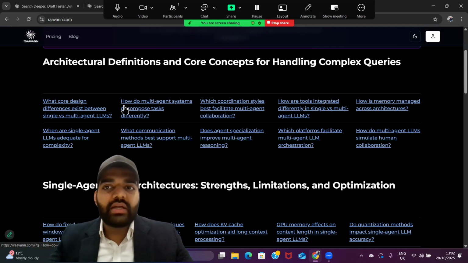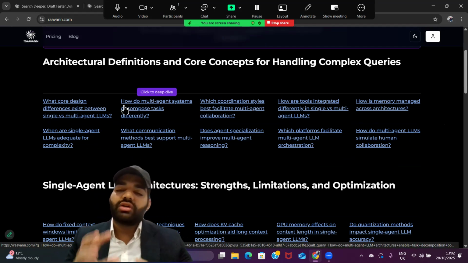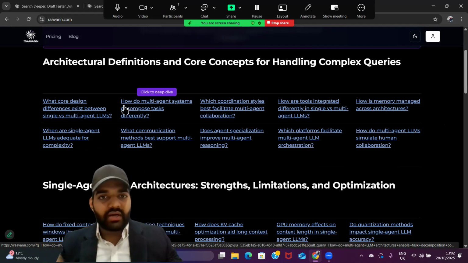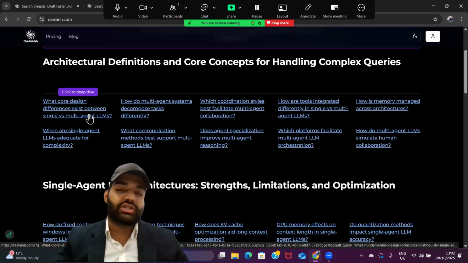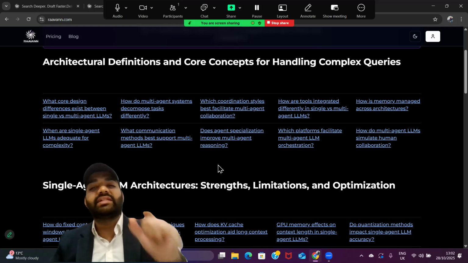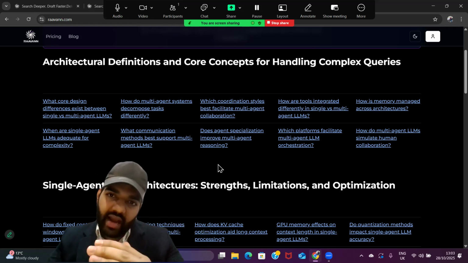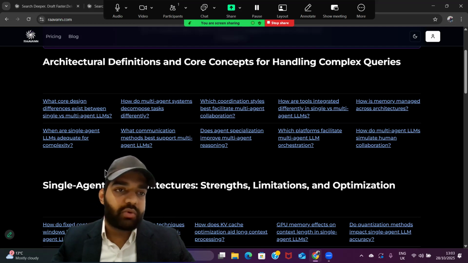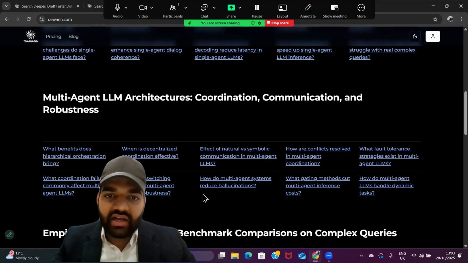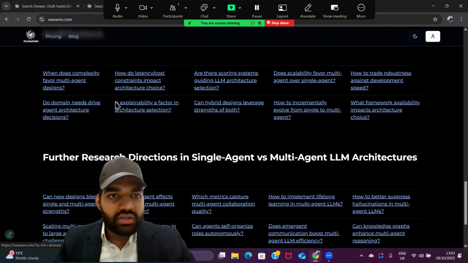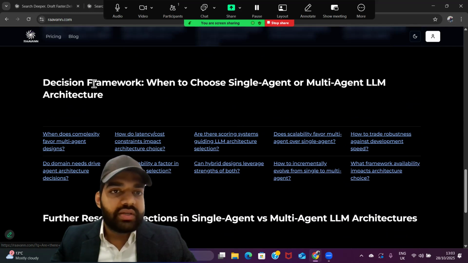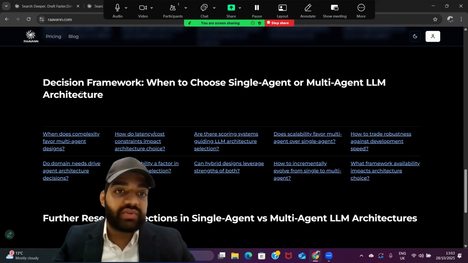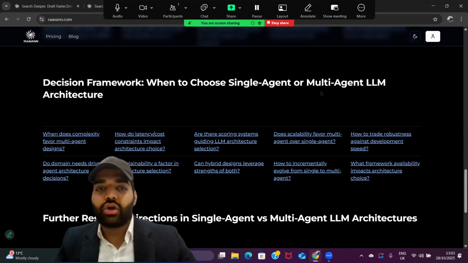What we did, we divided the whole output into certain components, and we designed an architecture separately for this questions part. Like what questions should a researcher ask in this component to go in the right direction, considering what the prompt was. So you can see there's a lot of questions that we are giving to the researcher. It's not just one or two questions. There are a lot of questions, and each one is, for example, can hybrid designs leverage strengths of both? Design framework, when to choose single agent. Okay, so these questions are for the design decision framework, for example, when to choose single agent or multi agent.